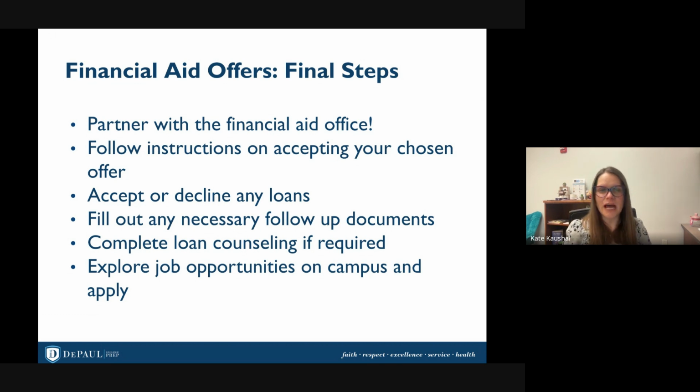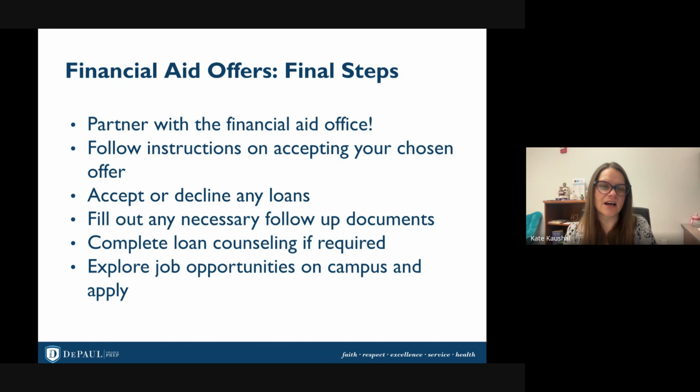So your final steps for this very intricate process of financial aid offers: one, definitely partner with the financial aid office. You can appeal any circumstances. If you have a top choice and a second choice that's just a couple thousand dollars cheaper, you can always ask, this is my top choice. Is there any additional academic money? They really want to go here. It's okay to ask and appeal.